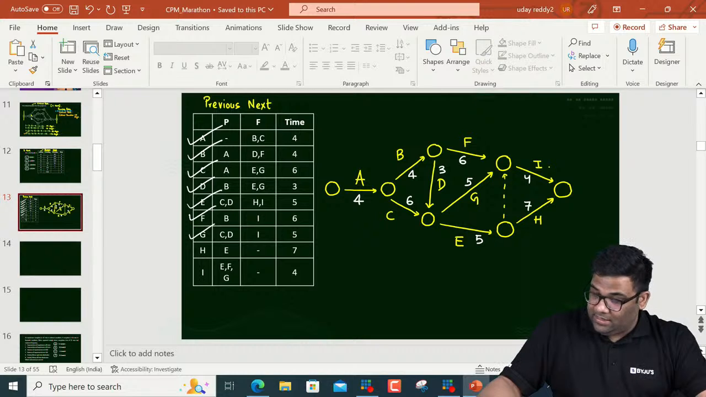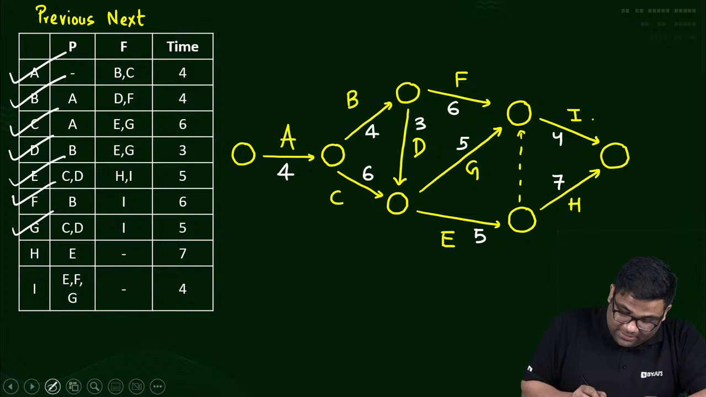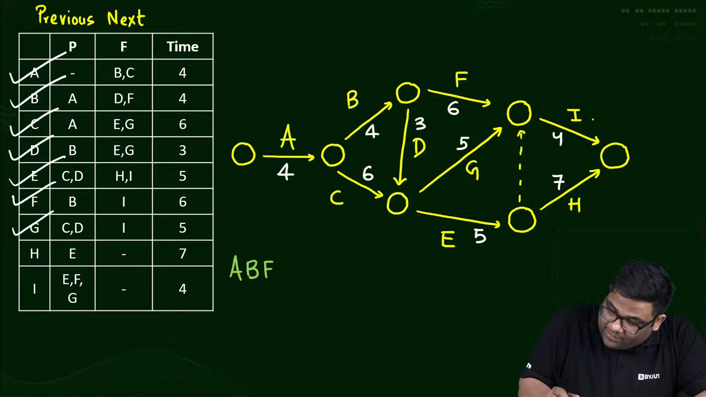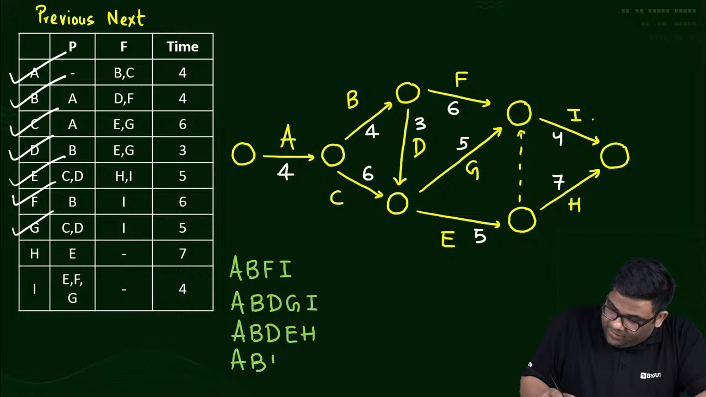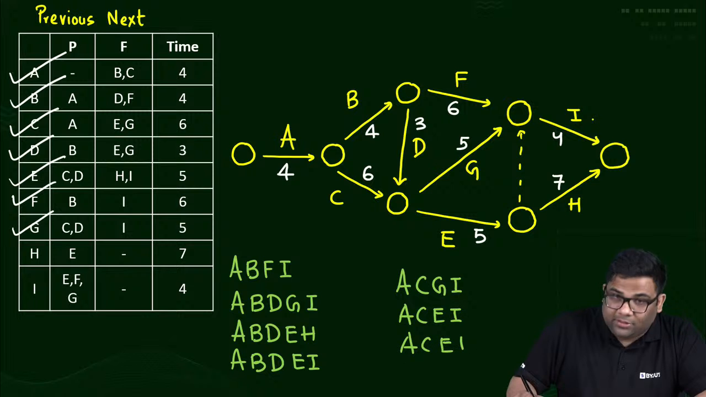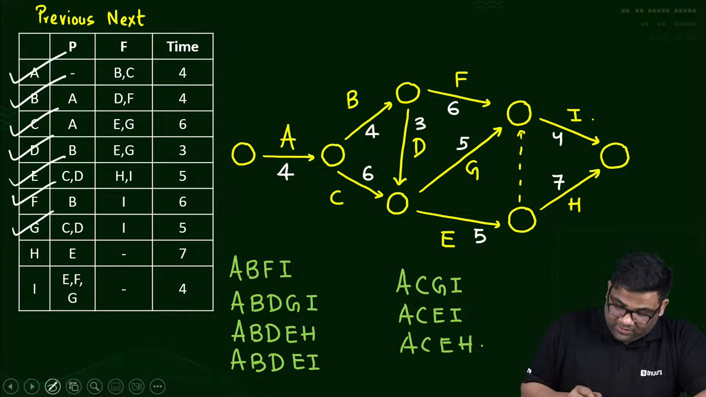So nice, done. Now let us see the possible paths and the critical path. Possible paths are what? Let us find out. A, B, F, I; A, B, D, G, I; A, B, D, E, H; A, B, D, E, I; then A, C, G, I; then A, C, E, I; and then A, C, E, H. Okay, these are the ones, right?